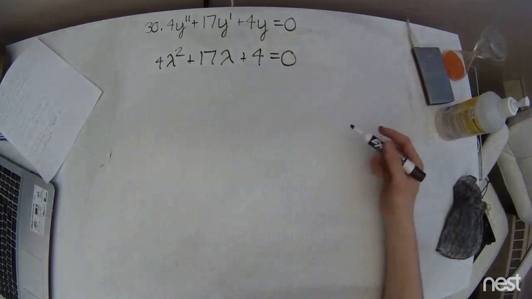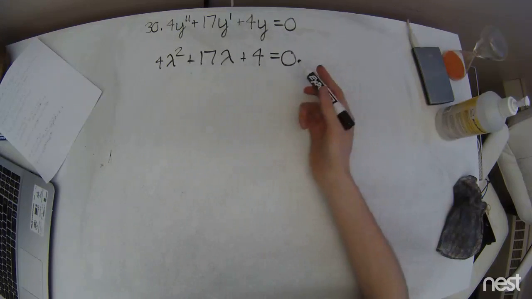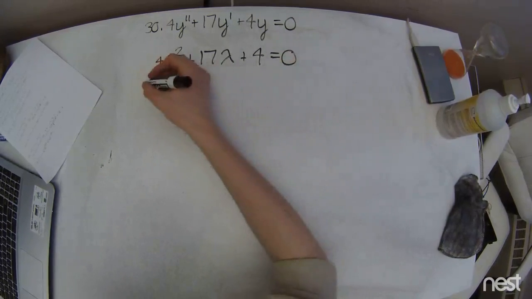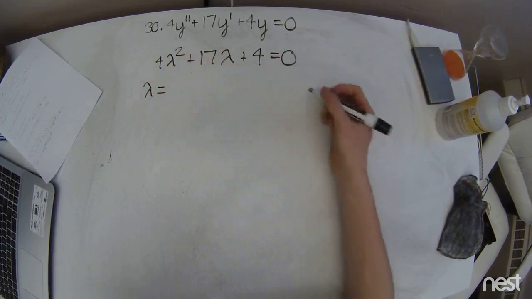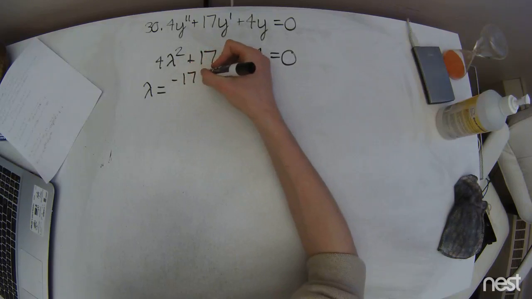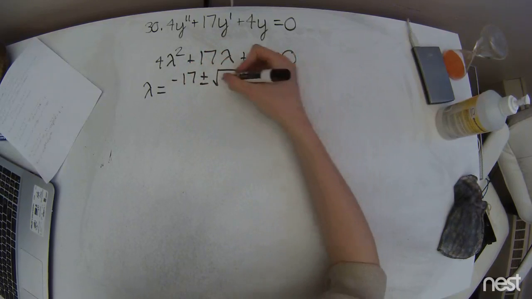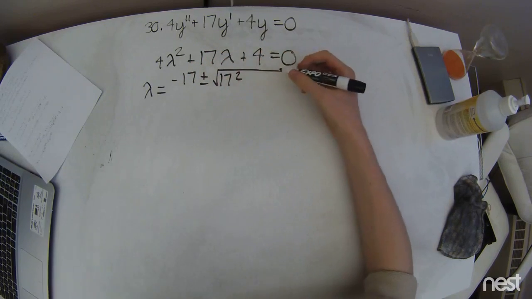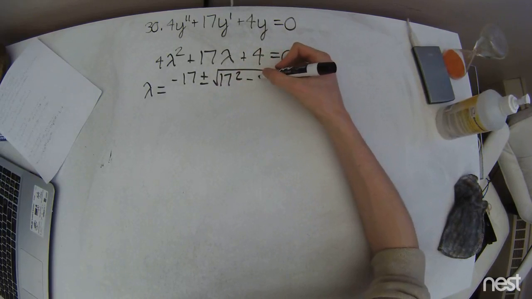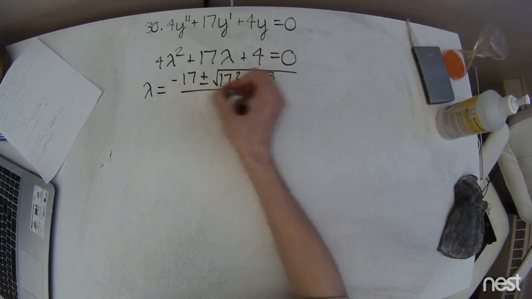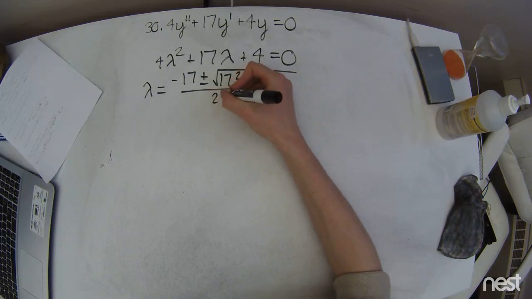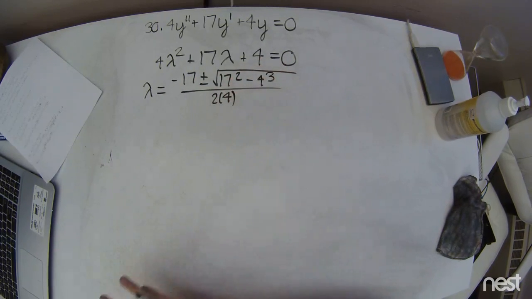Now there's not an immediately apparent factorization here, so we're going to use the quadratic formula to do the heavy lifting for us. It's going to be lambda equals negative 17 plus or minus the square root of 17 squared minus 4 times 4 times 4, over 2 times 4.